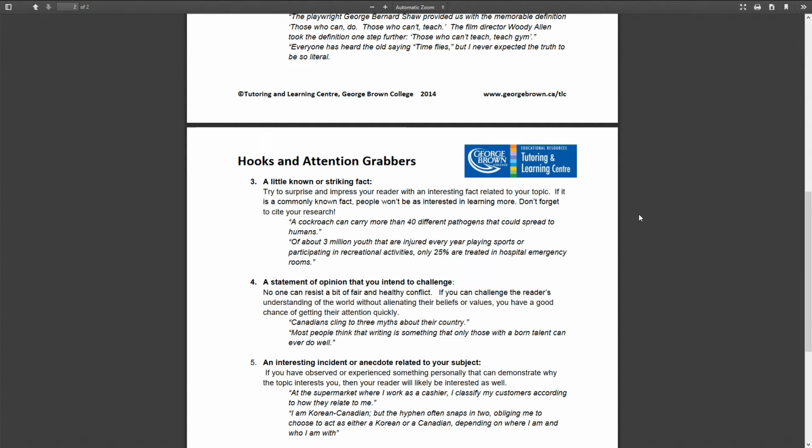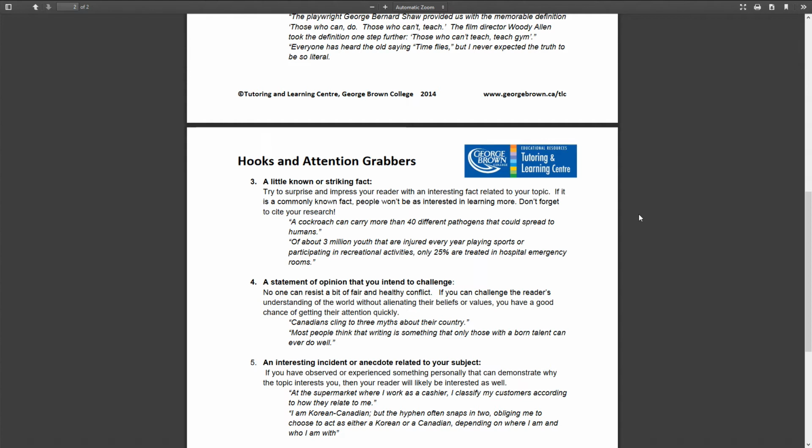Next, another attention grabber, and this one's pretty popular. I've seen a lot of these over the last few semesters. A statement of opinion that you intend to challenge. No one can resist a bit of fair and healthy conflict when writing. If you can challenge the reader's understanding of the world without alienating or separating them from their beliefs, you have a good chance of getting their attention quickly.